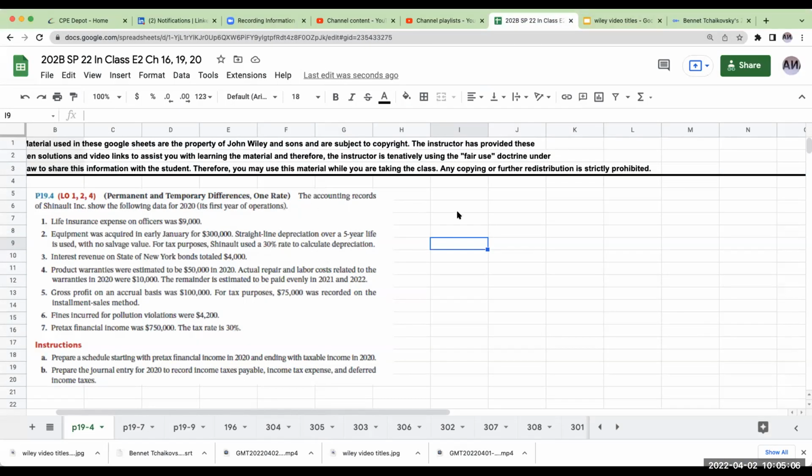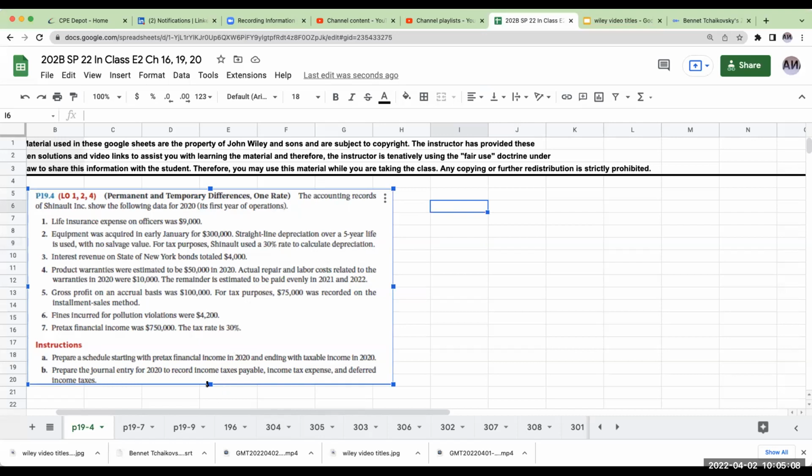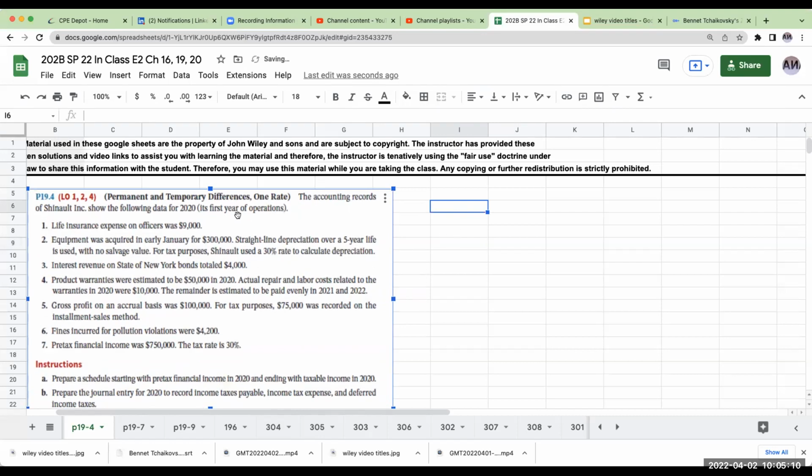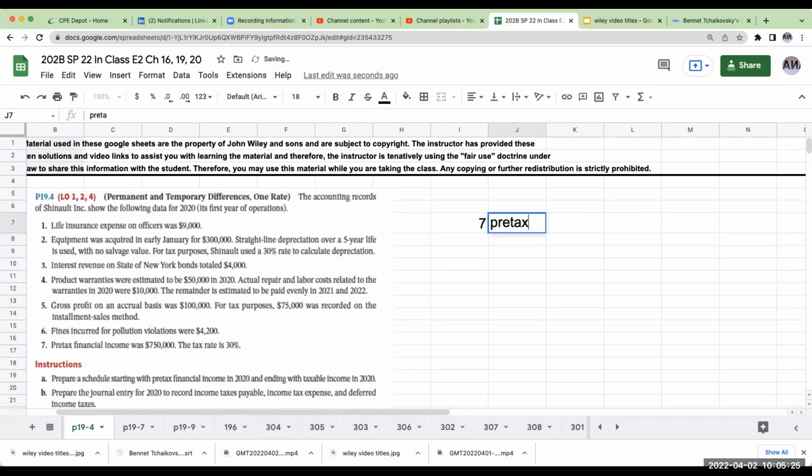So this is problem 19.4. We've got permanent and temporary differences with one rate. Right over here, we'll start with the last part first. We're asked to do a schedule starting with pre-tax financial income and ending with taxable income in 2020. So our pre-tax financial statement income is going to be $750,000.